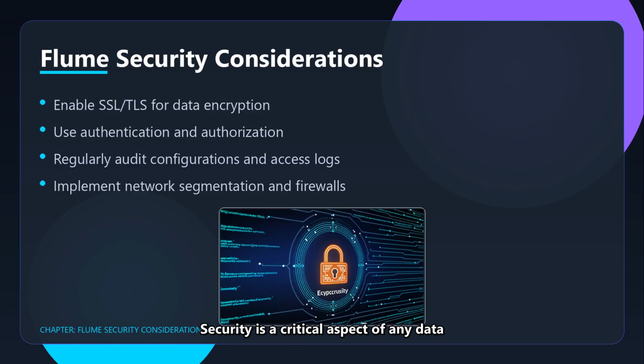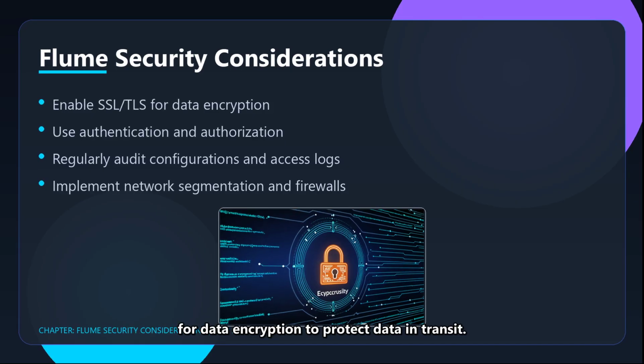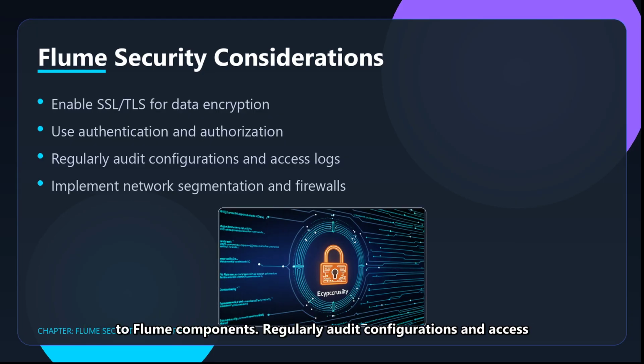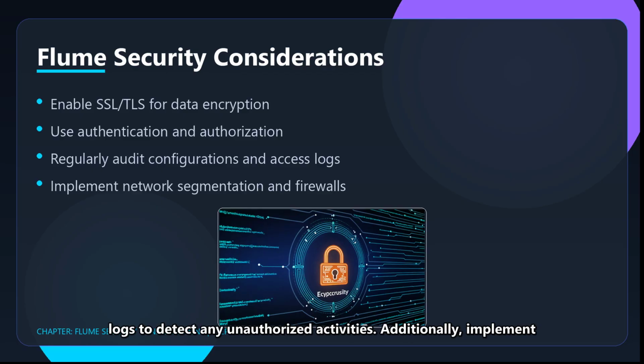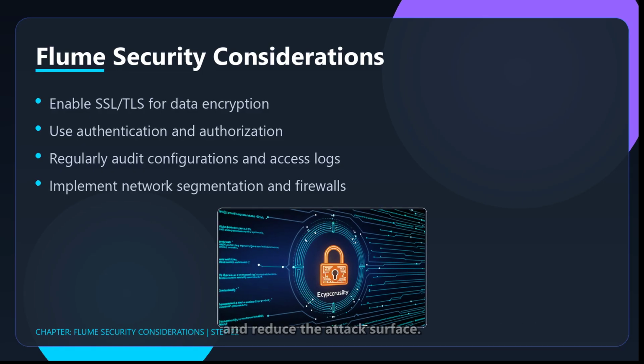Security is a critical aspect of any data ingestion system. When using Apache Flume, enable SSL/TLS for data encryption to protect data in transit. Implement authentication and authorization mechanisms to control access to Flume components. Regularly audit configurations and access logs to detect any unauthorized activities. Additionally, implement network segmentation and firewalls to isolate Flume components and reduce the attack surface.